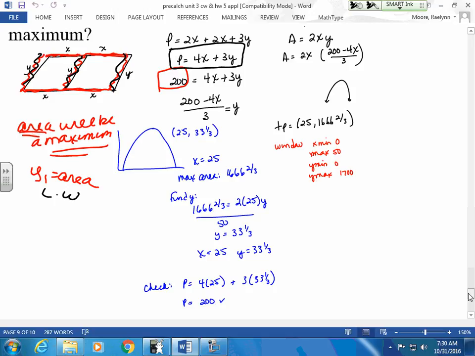2X. What is the width of this rectangle? Y. Figure that it's a straight rectangle. This is my area. This is going in my Y1. I'm maximizing my area. Whatever I maximize or minimize goes in my Y1.